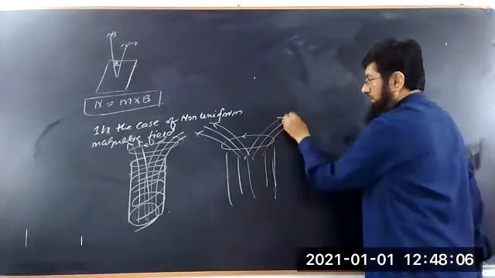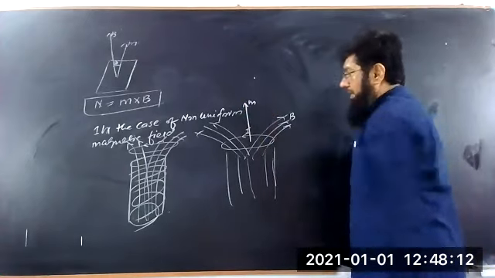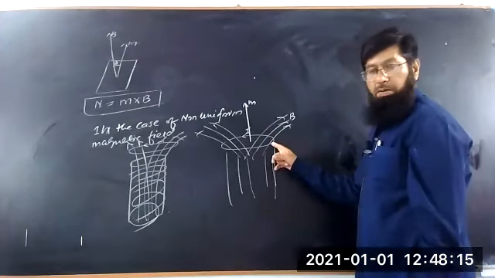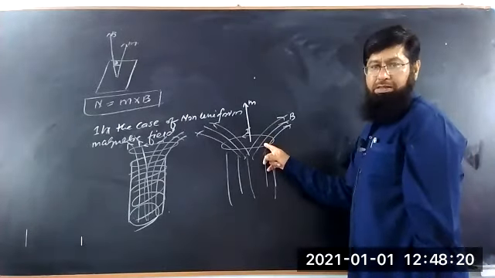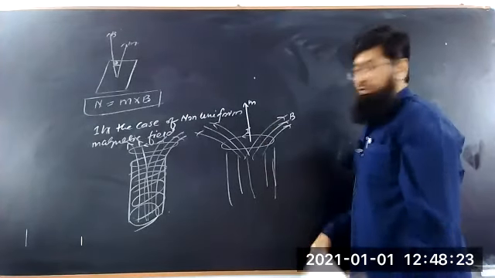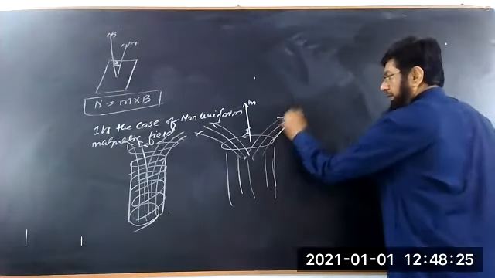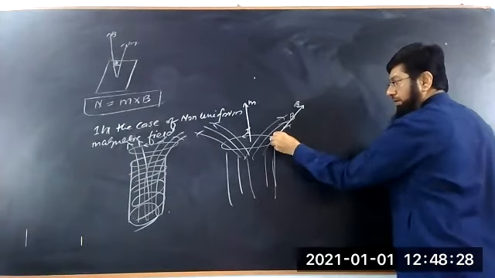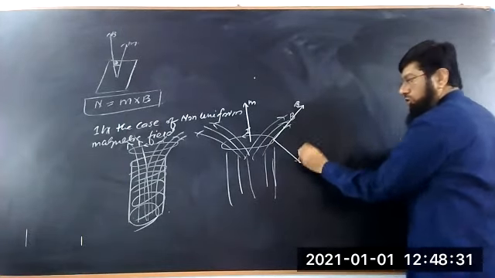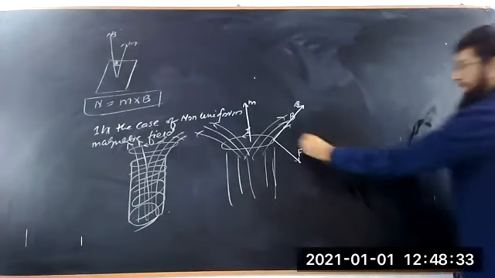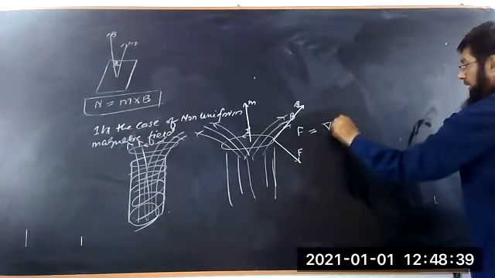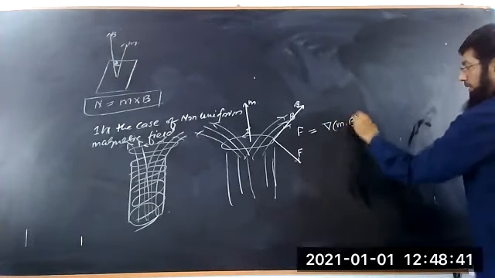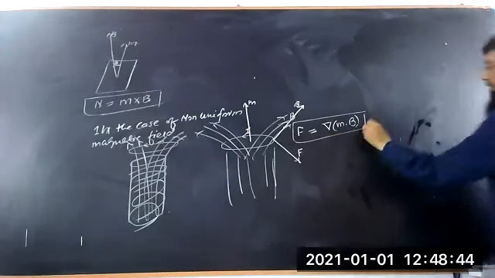This is the B and this is the current I, and this magnetic moment M is in this direction. So in this case, the magnetic field which touches the coil is a non-uniform magnetic field. The magnetic field is in this direction B, and the force on this will be in the downward direction F. So in this particular case, F is equal to the gradient of M dot B. This is the force on the coil.